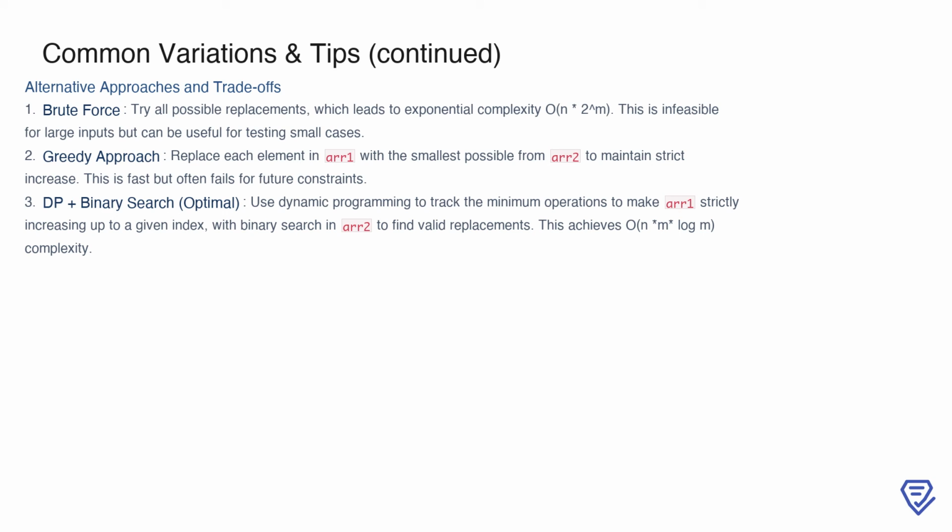The optimal strategy combines dynamic programming with binary search. Here, DP is used to track the minimum operations needed to make ARR1 strictly increasing up to a given index, and binary search helps efficiently find valid replacements in ARR2. This approach balances correctness and efficiency, achieving a time complexity of O(n*m*log m). By understanding these trade-offs, you can better tailor your solution to meet both performance requirements and problem constraints.